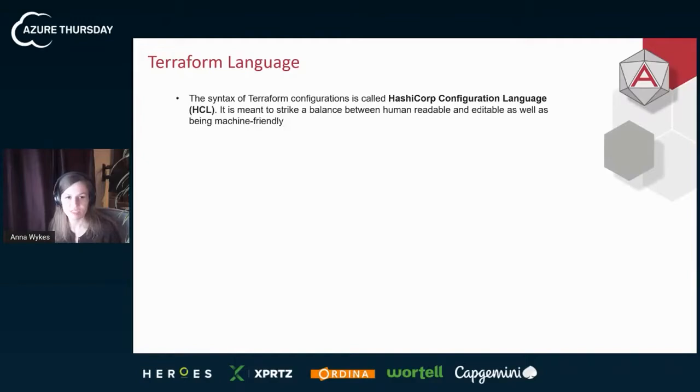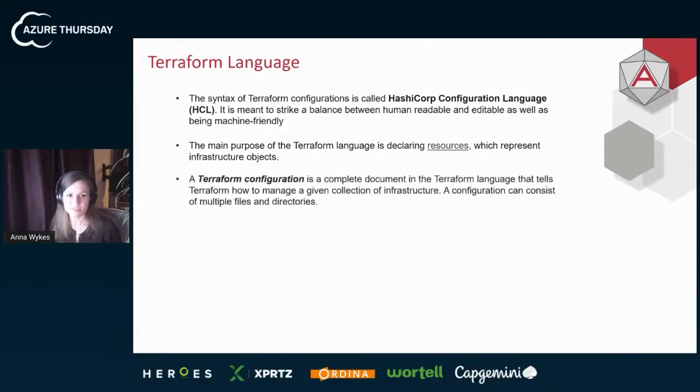So diving into the Terraform language, the syntax of Terraform configuration is called the HashiCorp Configuration Language, the HCL. And it's essentially meant to strike a balance between human readable and editable, as well as being machine friendly. So it's something that, again, anyone ideally could pick up and start working with, more easily than other infrastructure as code tools. The main purpose of the Terraform language is declaring resources, which essentially represent the infrastructure objects.